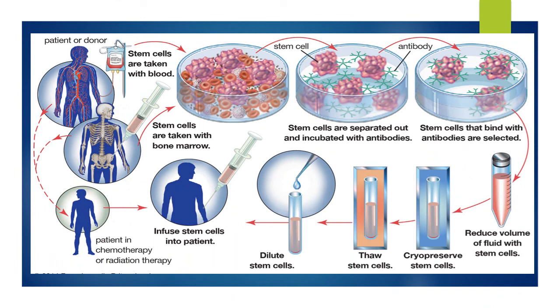Here you can see how stem cell therapy is conducted. So first there should be a donor and a patient, and from the donor stem cells are taken with blood from the bone marrow, and they should be isolated and processed. After that, they should be infused to the patient. So this is the process.